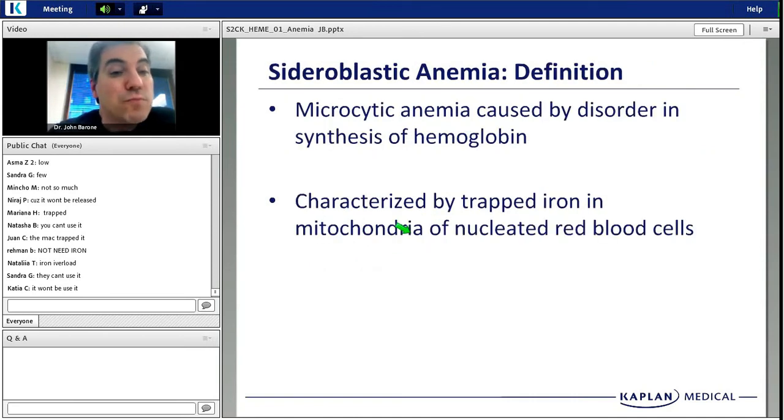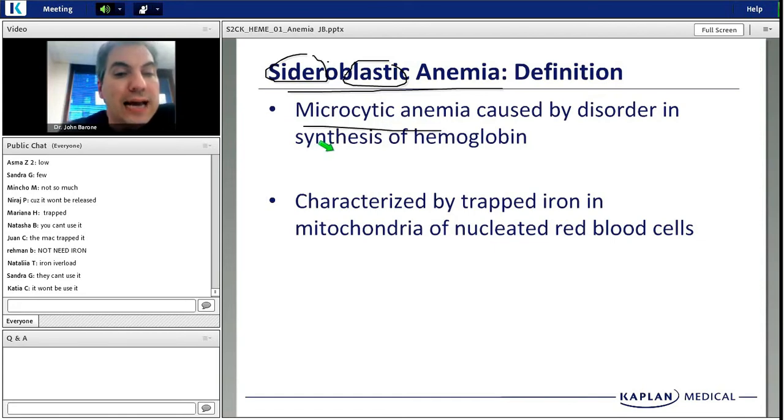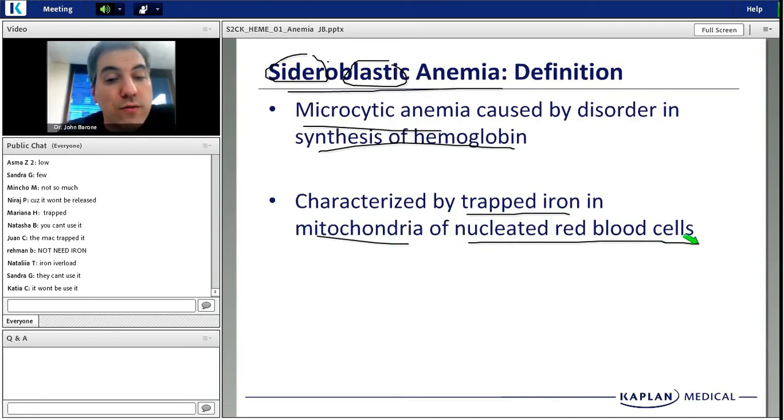All right, now the next microcytic, we got 2 microcytics done, we've got a couple more to go. Next one is called sideroblastic anemia. Sidero means iron. Iron in your erythroblasts, in your normal blasts. So iron's accumulating in the blasts. Now, this is a microcytic anemia, and again, it's a problem with the synthesis of hemoglobin. All these microcytic ones are hemoglobin problems. All right, now it's characterized by trapping of iron in the mitochondria of the precursor cells, the nucleated red cells.